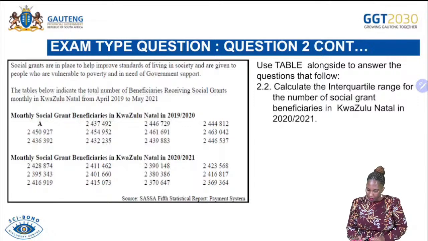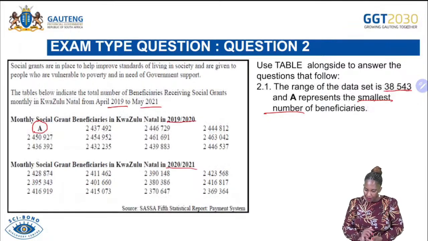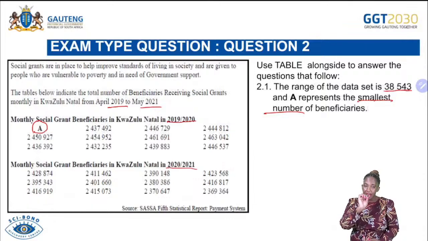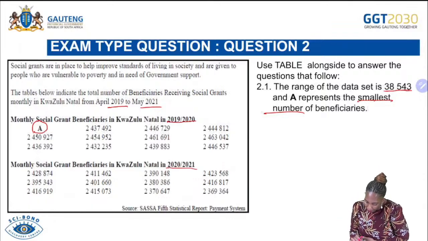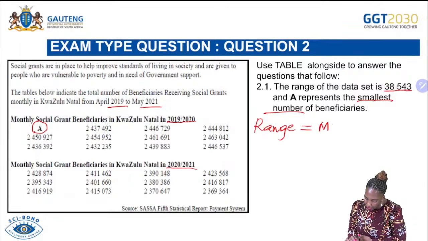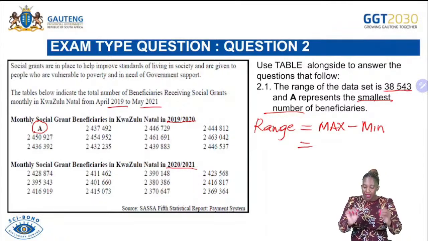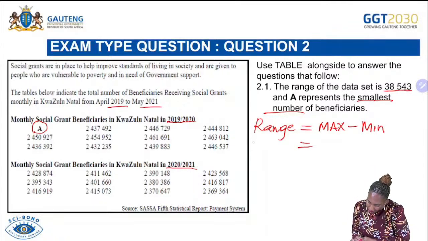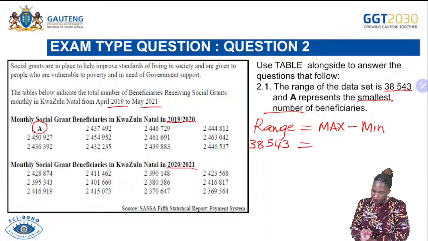Okay, fine. Let's go back to that one. I just wanted to check. Now, if we are to determine the value of A, we set the formula for range. We know the formula for range. Range is equal to what? Range is equal to the maximum number minus the minimum number. Now here in this instance, we are given the range. We have to write what is given. We are given the range to be 38,543.